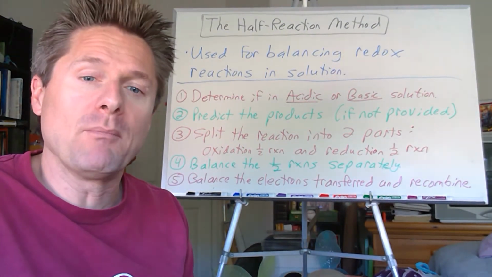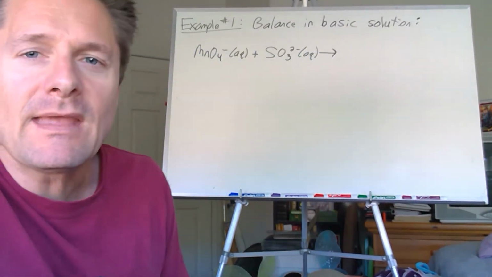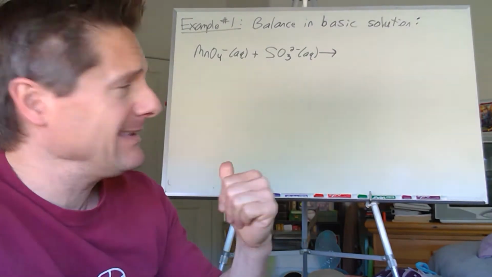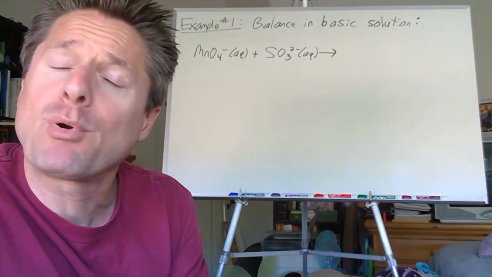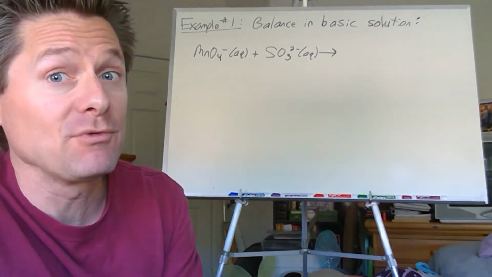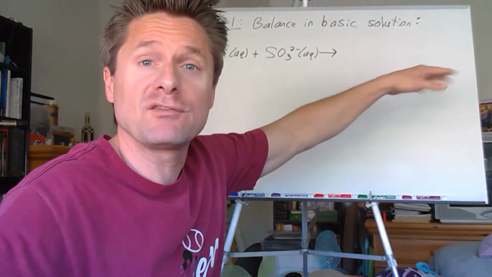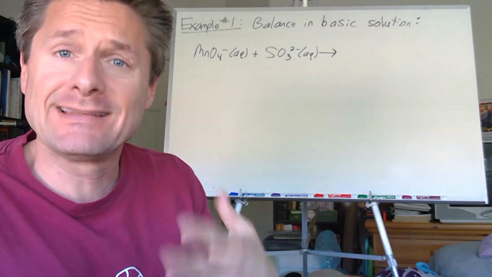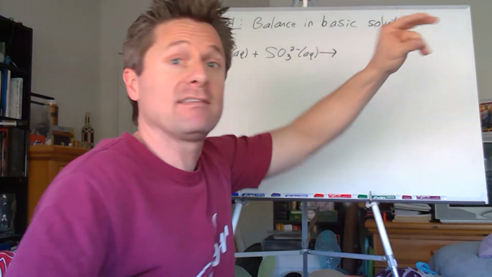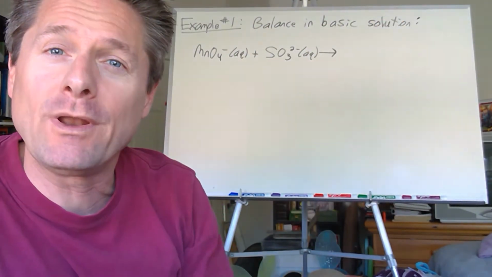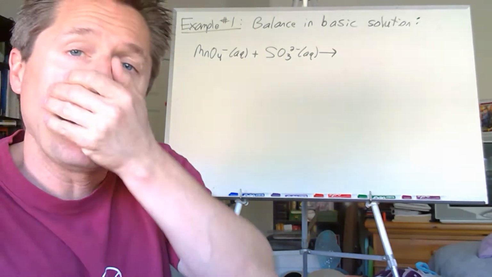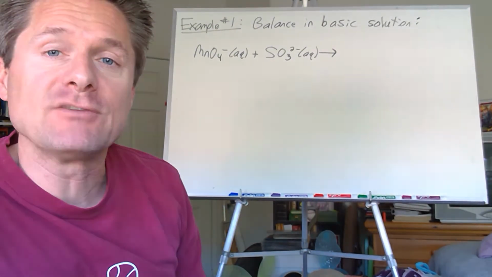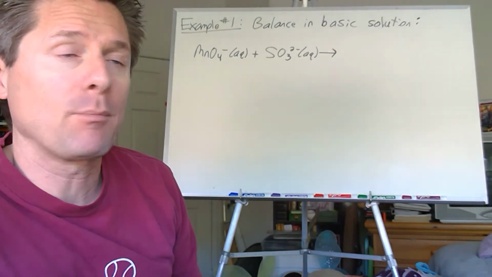Let me write a problem up on the board. We used this particular reaction in the prior video on how to use redox tables to predict products. Sometimes the products are provided, sometimes they're not. But step one, you have to know on an exam: is it acidic or basic? Balance in basic solution. We're in basic solution, and that's going to affect how we balance this and how we predict our products.